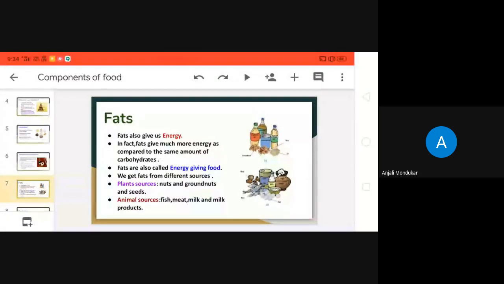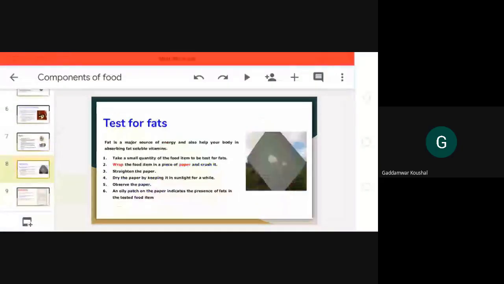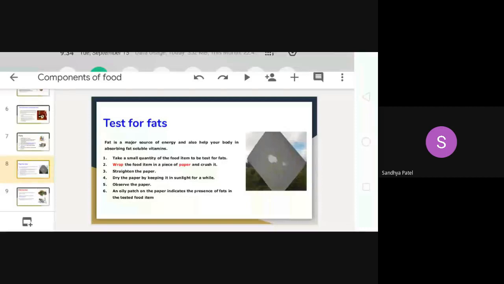So fats also give us energy. Compared to carbohydrates, fats provide much more energy, and fats are also called energy giving food. We get fats from nuts, groundnuts, and seeds, and from animal sources: fish, meat, milk, and milk products. Oils contain fats. Is it clear, children? Yes, sir.